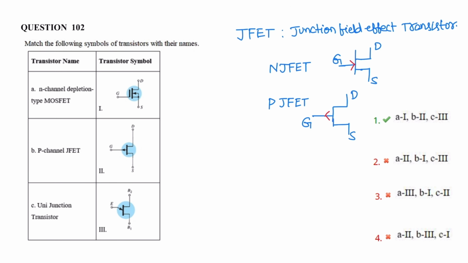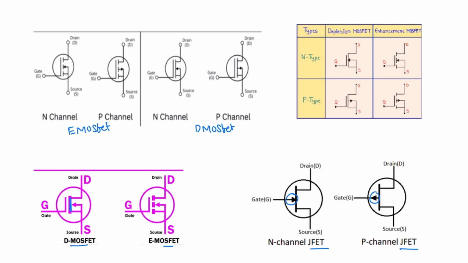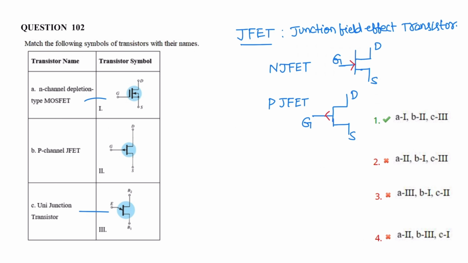Next, we need to identify the transistor for a given symbol. This is a symbol for JFET, junction field effect transistor, and this one is for unijunction transistor. The symbol is 3, matching is 3. For A, n channel depletion type MOSFET, matching is 1. Here in n channel depletion MOSFET the channel is continuous. In D MOSFET the channel is continuous, and this is a symbol for P channel JFET.